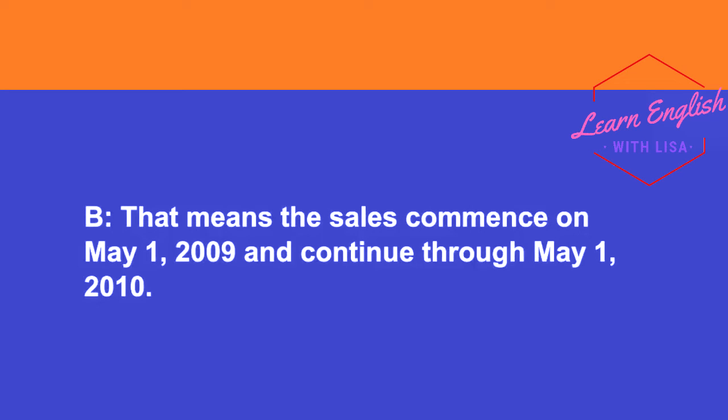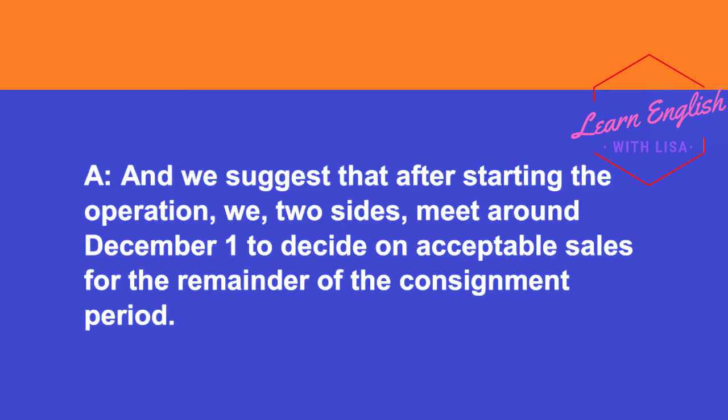That means the sales commence on May 1st, 2009 and continue through May 1st, 2010. And we suggest that after starting the operation, we two sides meet around December 1st to decide on acceptable sales for the remainder of the consignment period.